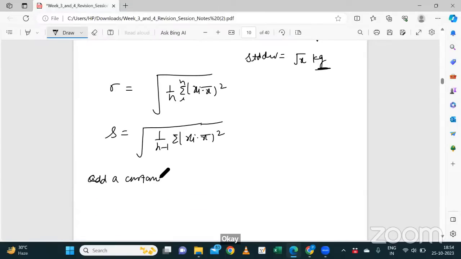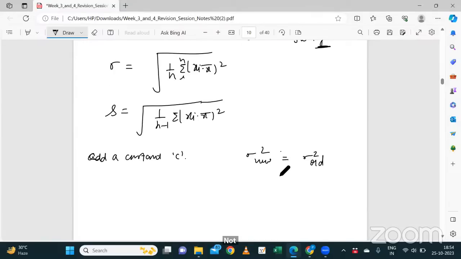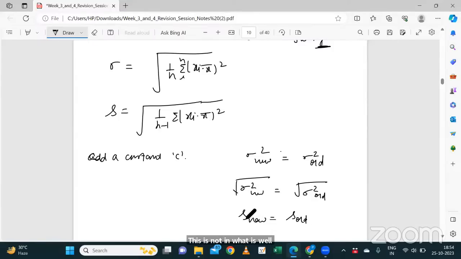No change. Sigma square new is nothing but sigma square old, right? Standard deviation means the square root of both sides. So that means s new is the same as s old, and s is sigma. Okay, correct?